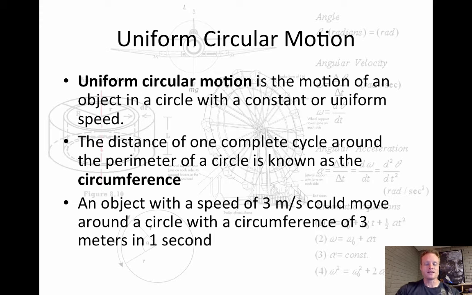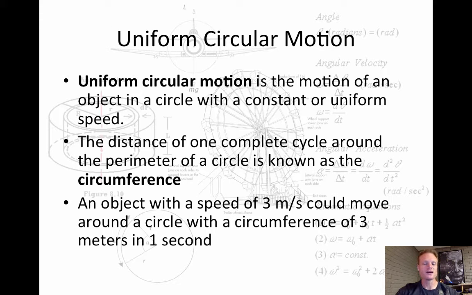The distance of one complete cycle around the perimeter of a circle is known as the circumference. Okay, so a little bit of math refreshing there. The circumference is basically if you were to take a walk around the whole outer portion of a circle, that would be the circumference. So an object with a speed of 3 meters per second could move around a circle with a circumference of 3 meters in 1 second.